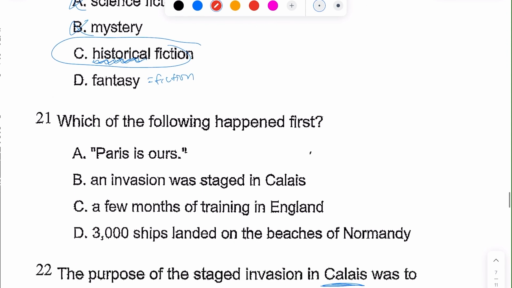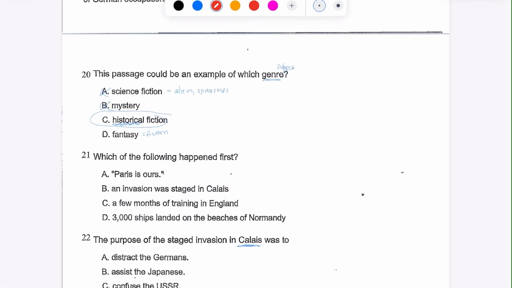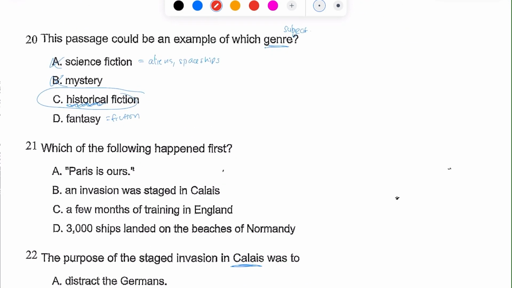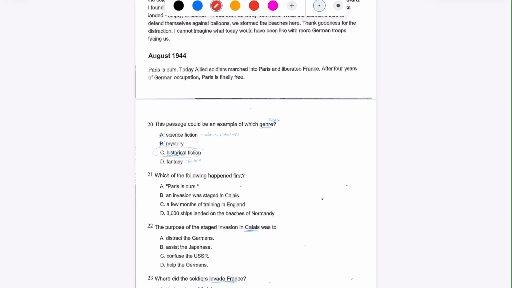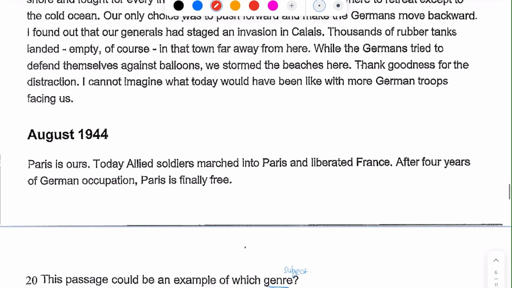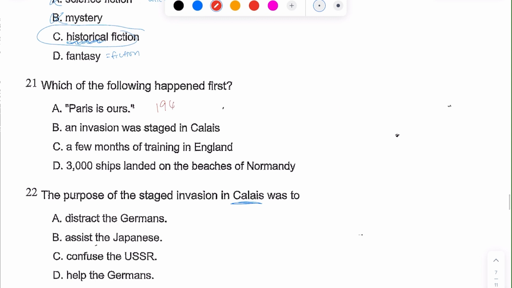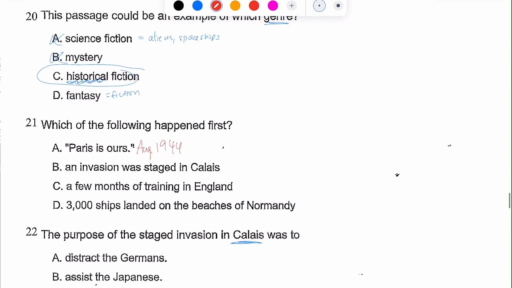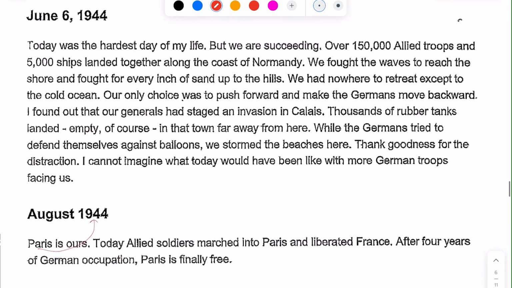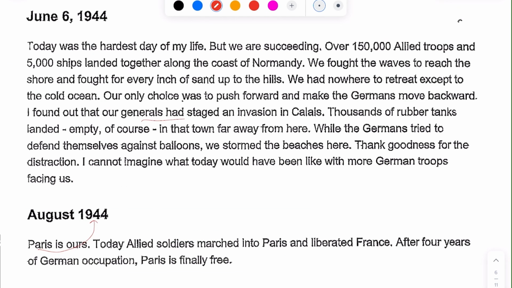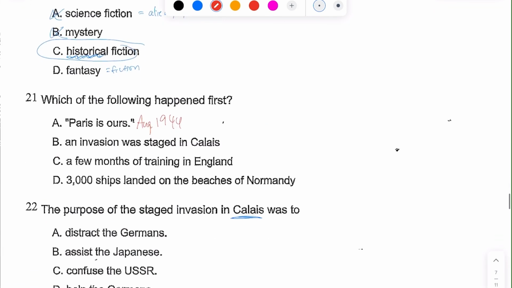All right, next for number 21, which of the following happened first? So you have to go through and find the supporting details here. So Paris is ours. That happened in August of 1944. B says an invasion was staged in Calais, and that was over here. This is June 6, 1944.